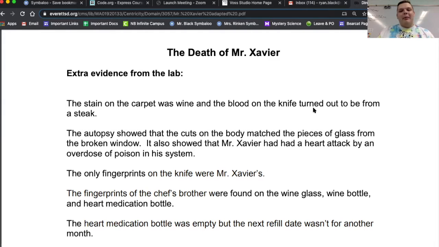So now you probably can't guess that somebody stabbed him, other than down here, they found the chef's brother. So maybe you can make a good claim about how the chef's brother killed him. Also, you can't really make the claim that they stabbed him. Some people made that claim. But the problem now is that the blood was from the steak and the cuts were from the window. The cuts were not from multiple stabbings. Okay? So I want you to practice making a claim at home.